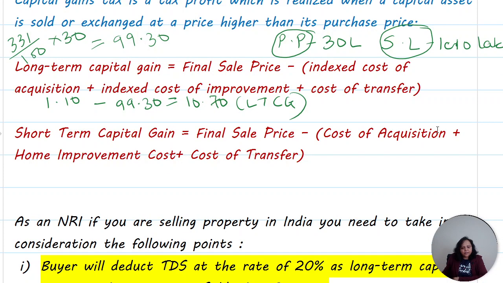Now, short-term capital gains, as I told you earlier, is when you sell the property before completing 2 years after purchasing it. In case of short-term capital gains, there is no indexation benefit, and the formula is the same: selling price minus your purchase price plus any improvement cost that you have undertaken plus cost of transfer. It is the same minus the indexation benefit.